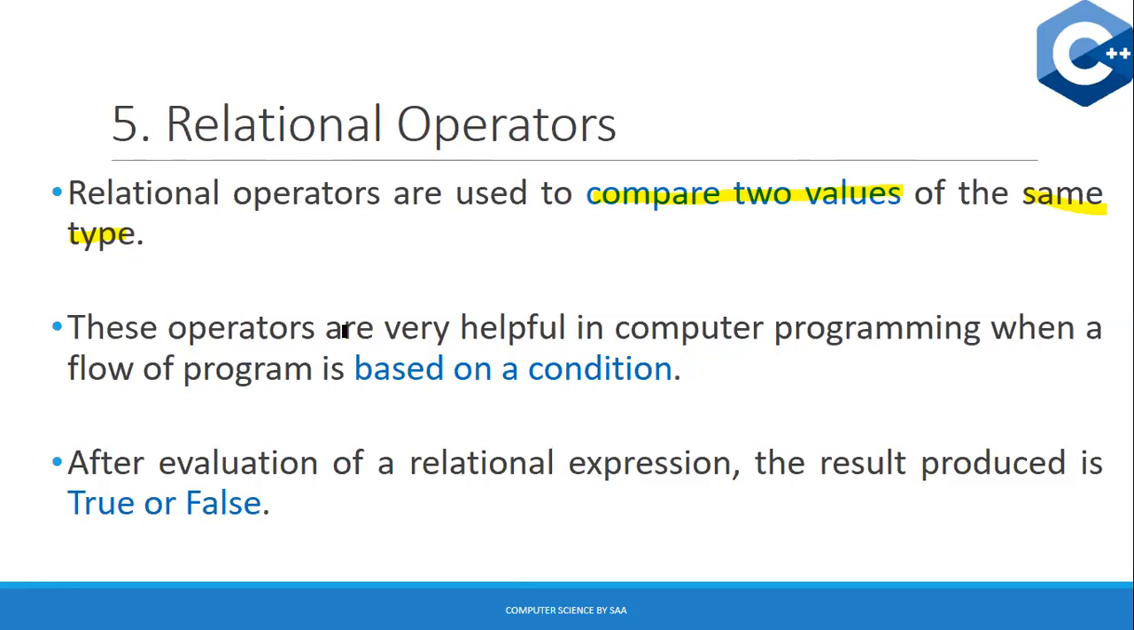These operators are very helpful in computer programming when the flow of the program is based on a condition. When we have to check various conditions in our program, we use the relational operators. When we use the relational operators, they always produce the result either true or false. They cannot produce any other result, only true or false.